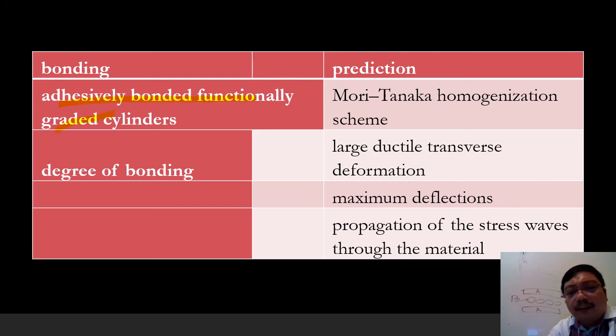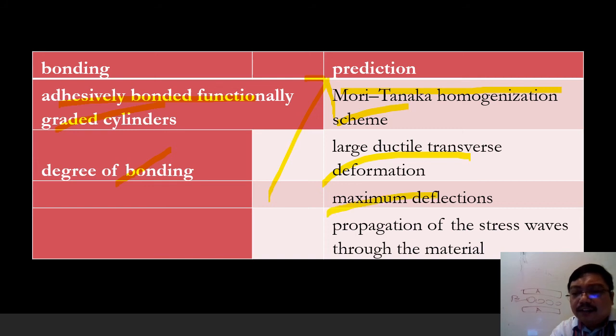This is bonding, for those who want to do additional work. Say with this sandwich material, when it becomes impacted, it will bond. Bonding because of high impact, and also bonding because of extreme heating. This is what you want to study. And then this is the prediction: Mori-Tanaka homogenization scheme. You may want to find out what the Mori-Tanaka is, and also the transverse deformation, maximum deflection, propagation of stress wave through the material.